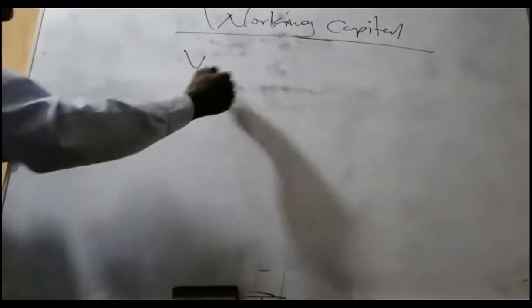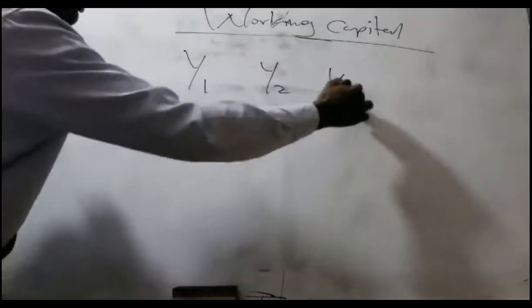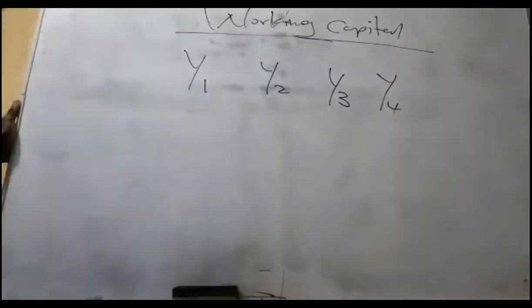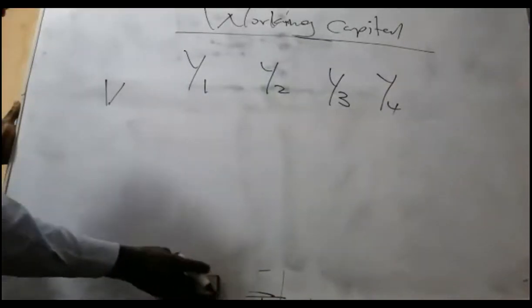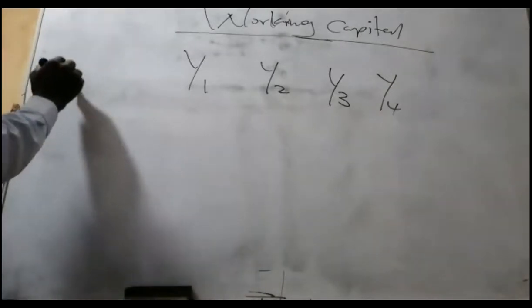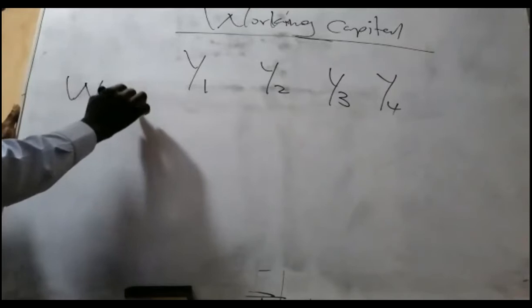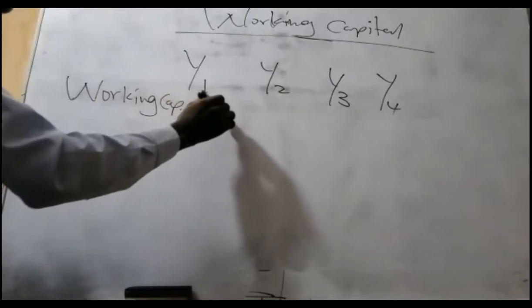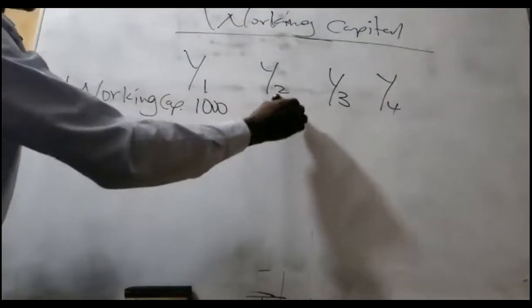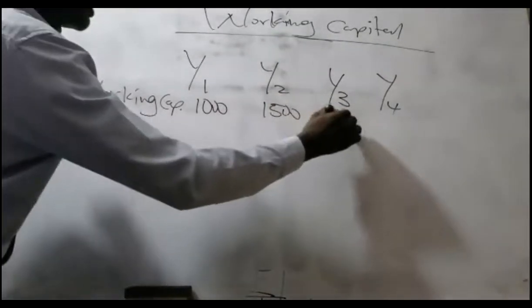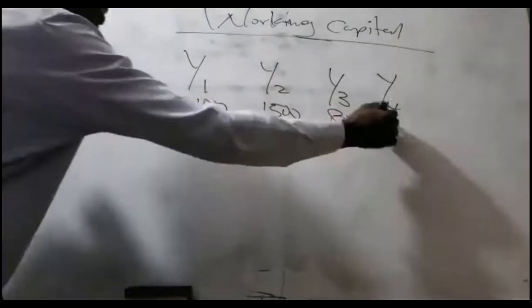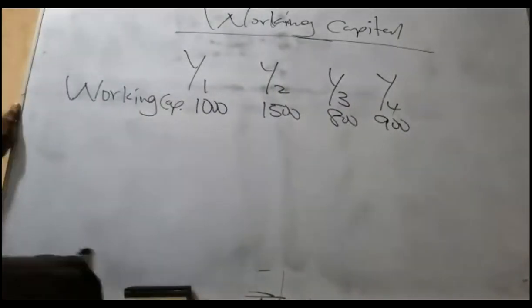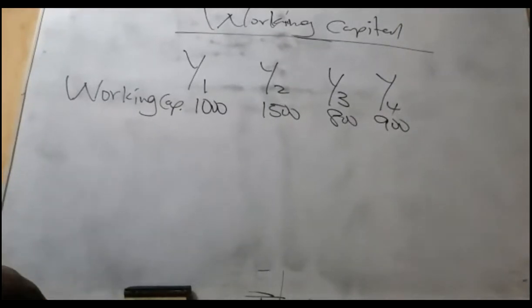So we've defined working capital. Let's assume that your project runs for year one, year two, year three, and then year four. These are the working capital requirements, and the examiner has given them to you. Year one, you need 1,000 Ghana cedis. Year two is 1,500. For year three, you need just 800 cedis. And the last year, you need 900 Ghana cedis. So these are the working capital that you need for the project.